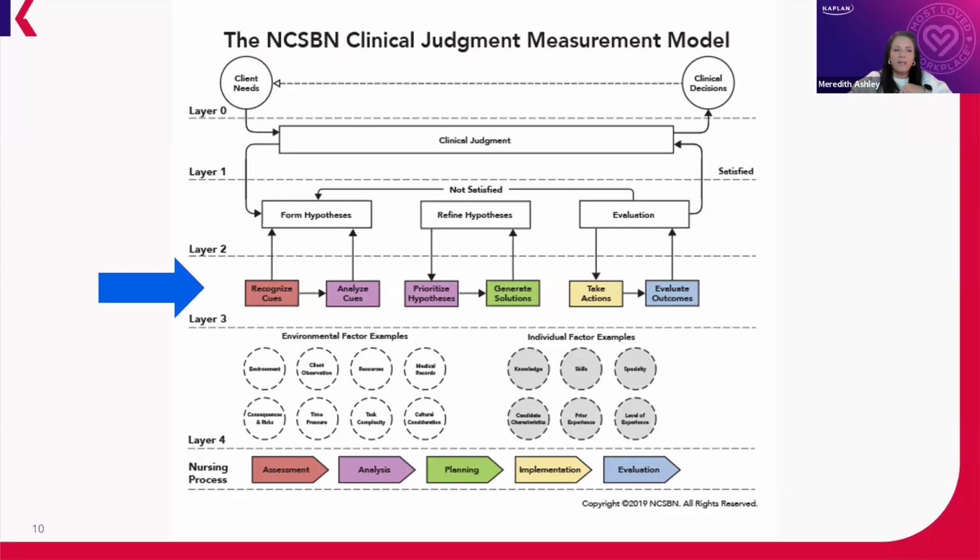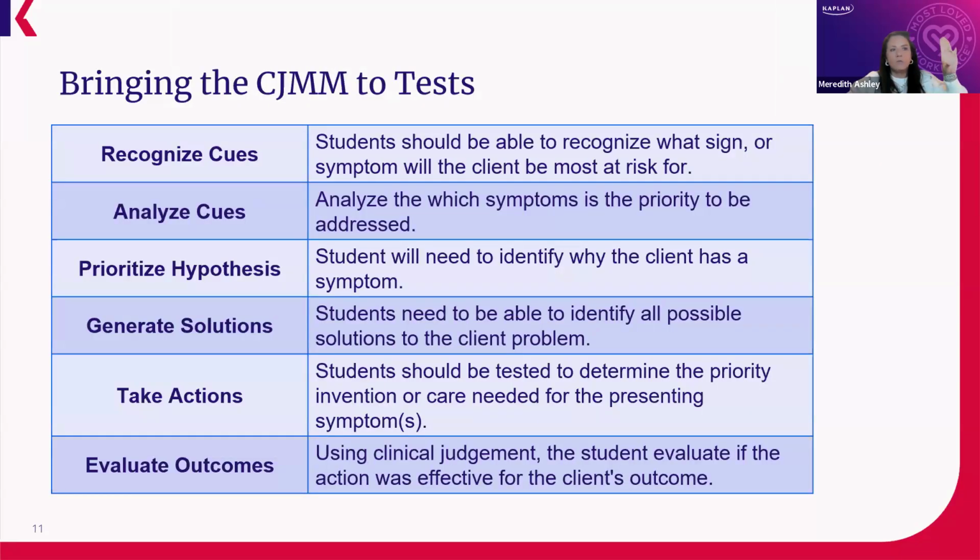My next 2 slides are going to go over each of these layers a little bit more in depth and what your questions are going to look like. When you print this out later, you'll have a rundown of layer 3 and what your questions should use or should help you with as you're writing test questions based off of this level. So for recognizing cues, students should be able to recognize what sign or symptom the client will be most at risk for. That's going to gear you toward that thought process when you're writing these types of questions.